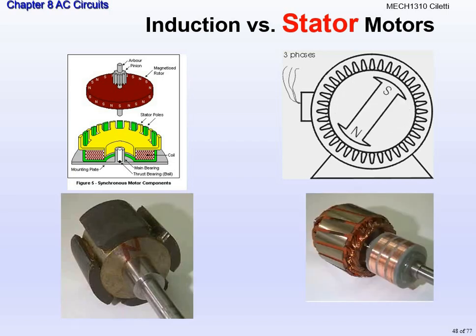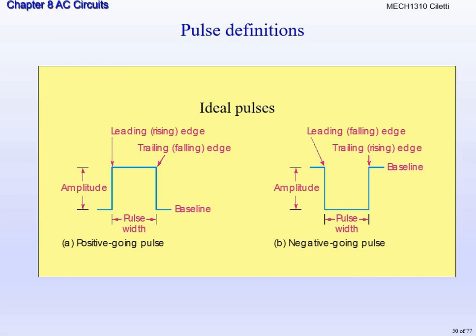So this is more of an induction motor on the left-hand side. That's the armature or the rotor portion of the induction motor, okay? Versus the synchronous motor over here on the right-hand side. All right, so let's start identifying.